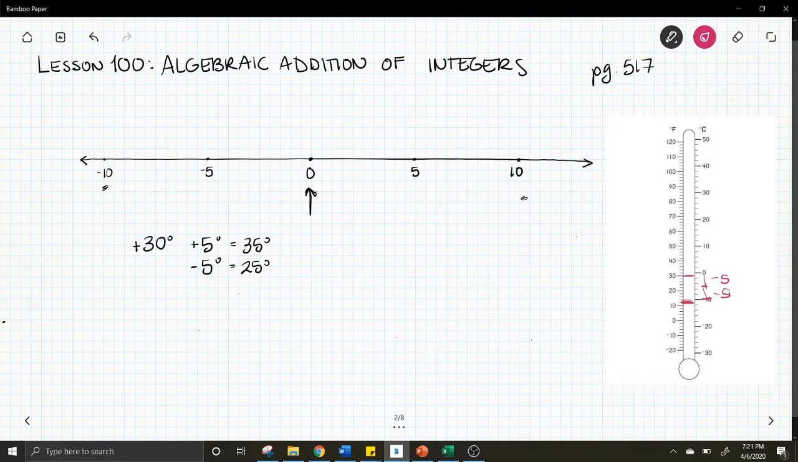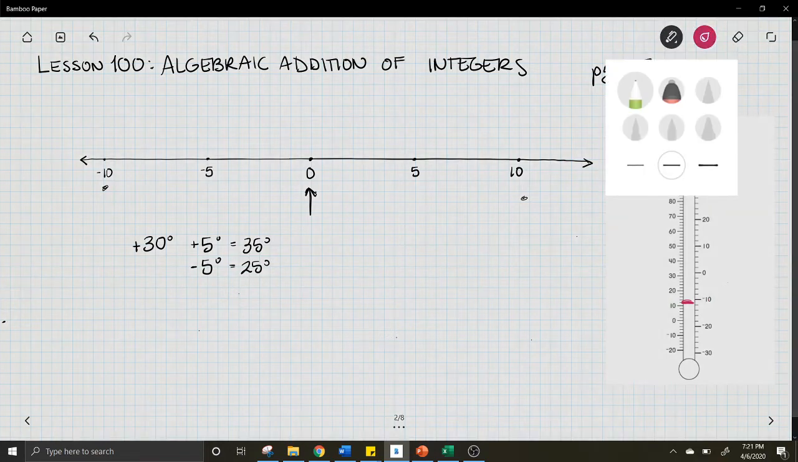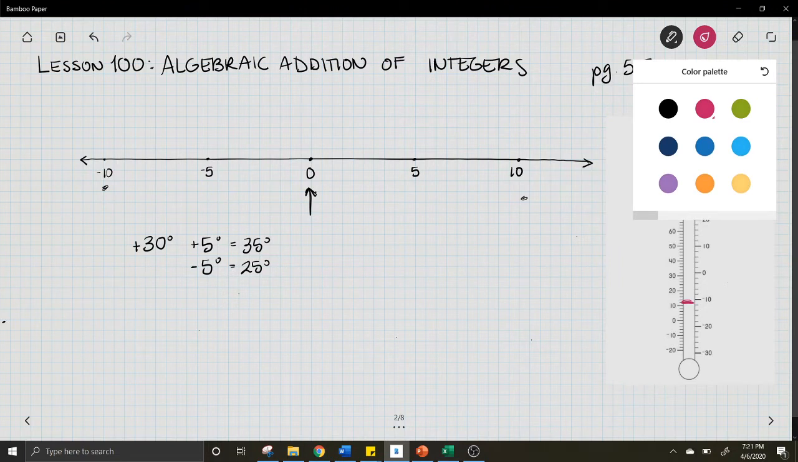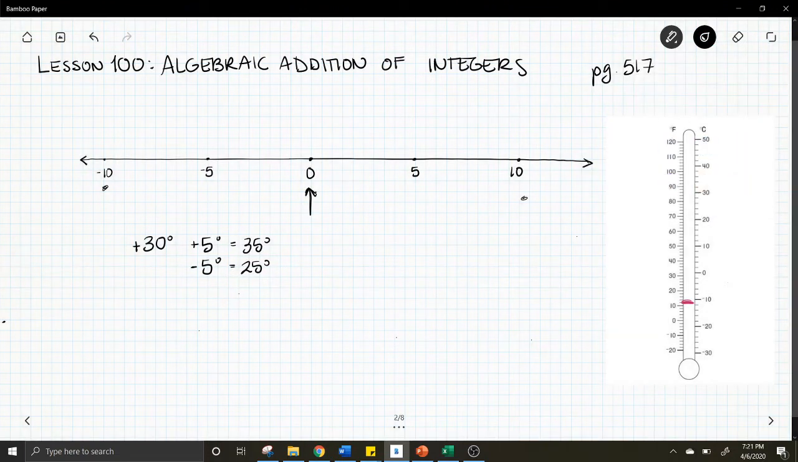So what's our temperature at? If we were at 0, we lost 5 degrees, and then we lost 5 more degrees. I'm going to switch back to this color. All right, after all of that, our resulting temperature would be 10 degrees below 0 or negative 10 degrees.